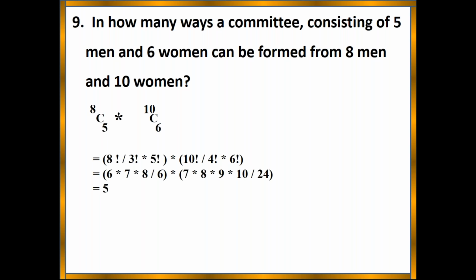So in the denominator, 6 cancels, leaving 7 into 8, which is 56, into 24. 8 3s are 24, 3 3s are 9, so 7 3s are 21, into 10. 21 into 10 is 210. 56 into 210 is the answer, 11,760.